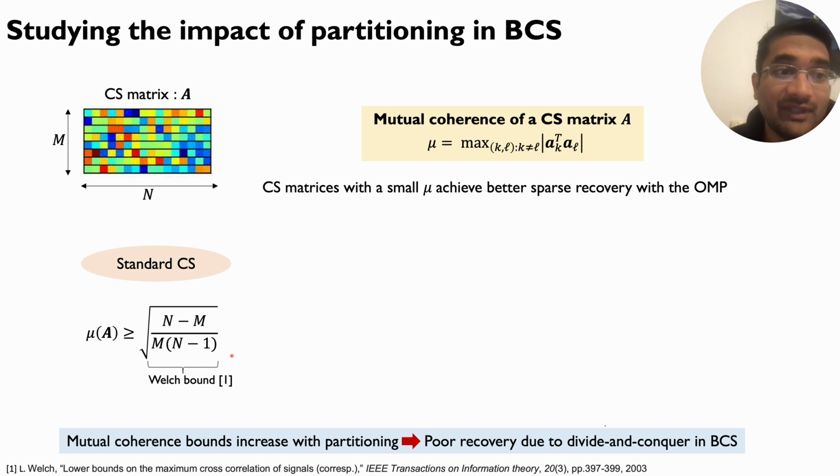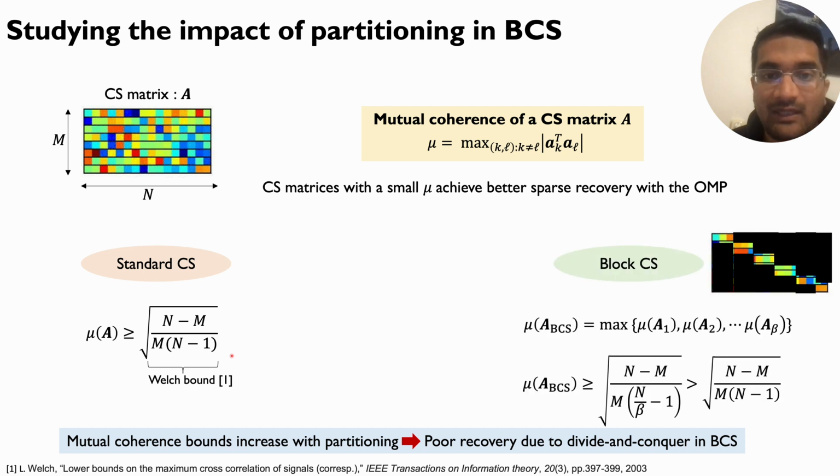Now, in this work, we are particularly interested in studying such a bound when the CS matrix A has a block structure. For such block structured matrices, we showed in our paper that using the definition here, mu can be expressed as the maximum of the individual mu's for each of these submatrices that are colored. By simplifying this further, we arrived at this result shown here, where mu of the block CS matrix is lower bounded by this quantity shown in the middle.